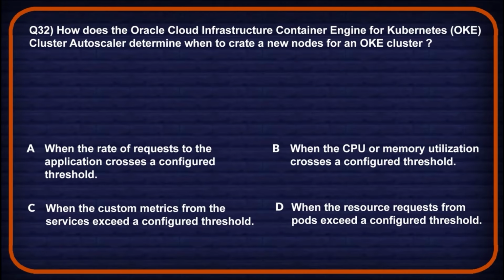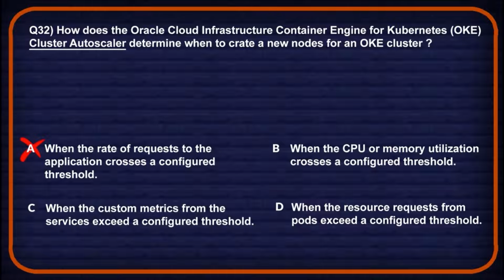Okay, let's look into question number 32. How does the Oracle Cloud Infrastructure Container Engine for Kubernetes cluster autoscaler determine when to create new nodes for OKE clusters? Okay, let's look into the options. Option A, when the rate of the request to application crosses a configured threshold. Cluster autoscaler does not monitor application level request rates for scaling detection. So option A not a good answer.